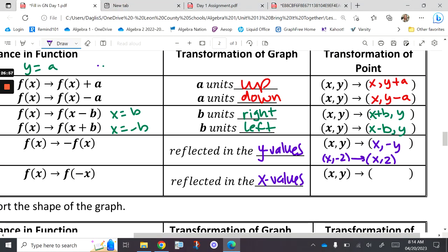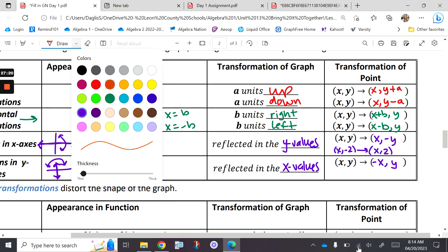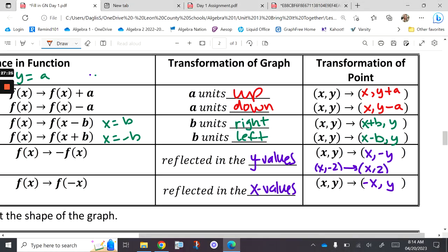So any point on there, what's going to happen is your x is going to change its sign, but your y is going to stay the same. So it's the same y, just on the other side with the opposite x. All right. Questions about our basic transformations? Up, down, left to right, and reflections. Reflection up and down, reflection side to side.